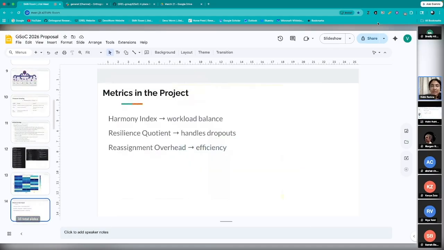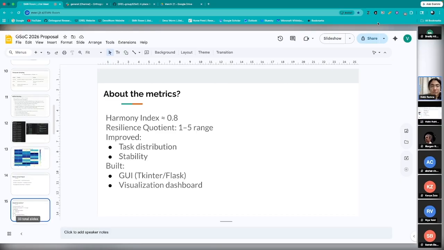But anyways, the project also involved some metrics. The metrics were harmony index for calculating the workload balance, resilience quotient for handling the dropouts, and reassignment overhead for calculating the efficiency. The major reason for these metrics was so that we can check how well the RL simulation is doing. The metrics would give us some output, and with the output we would figure out whether the project is doing well or not, and if it's not, how we can improve it and how much improvement it needs. So the metrics were just to show the outputs and how much we can improve.